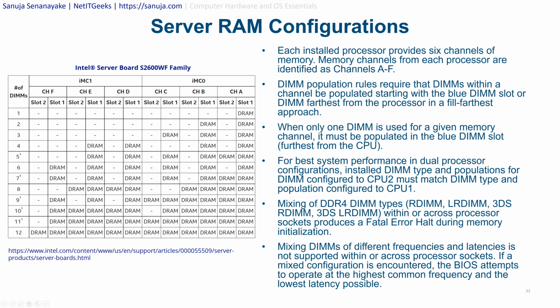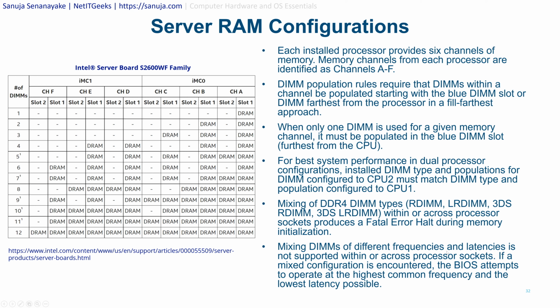Mixing of DDR4 DIMM types such as RDIMM, LRDIMM, 3DS DIMM, etc., within or across processor sockets produces a fatal error halt during memory initialization. That means when you boot up, your BIOS is going to initialize the memory, and you're going to end up with an error if you mix these DIMM types. It tells you that in the manual.